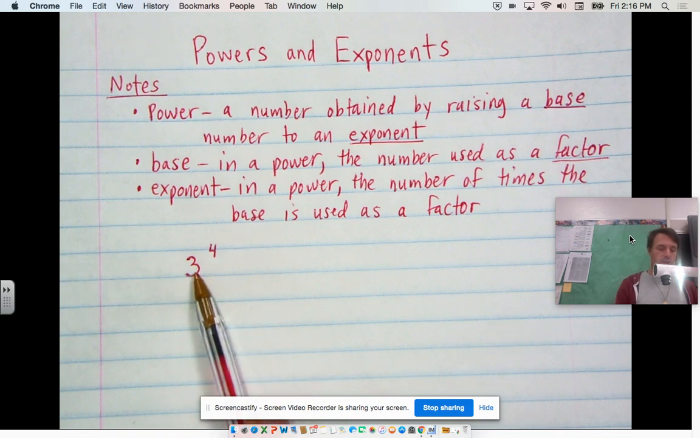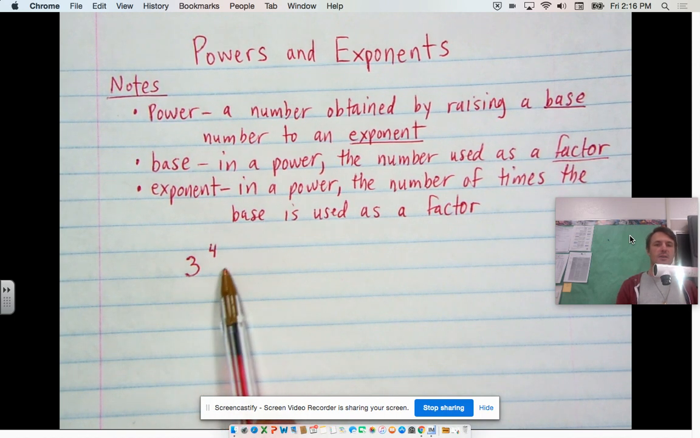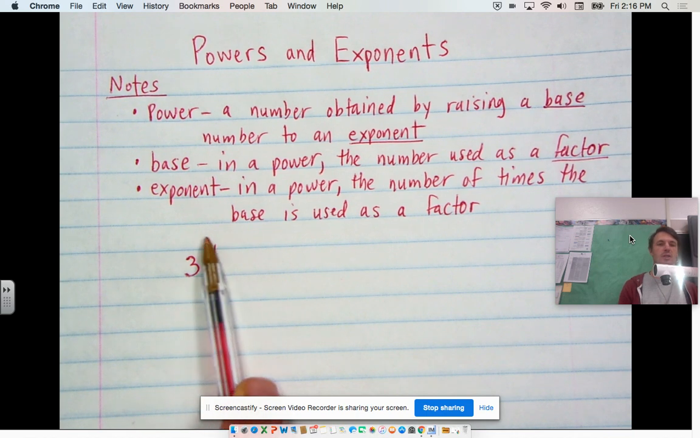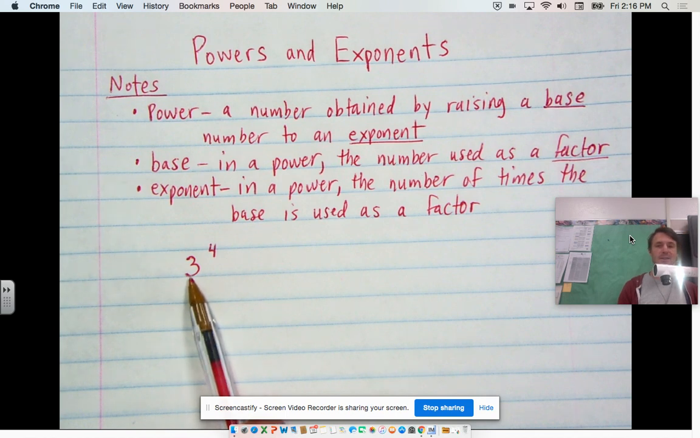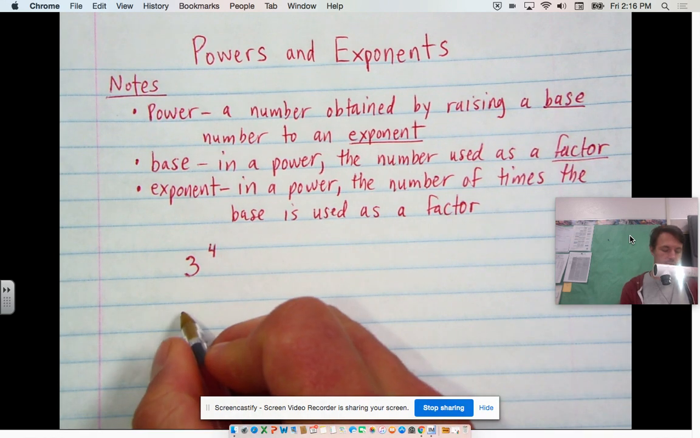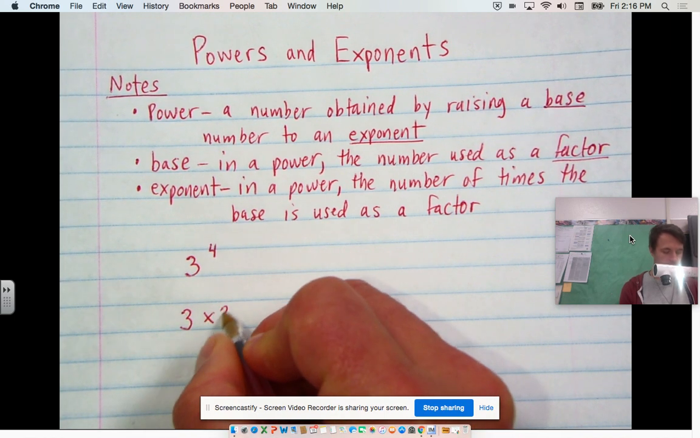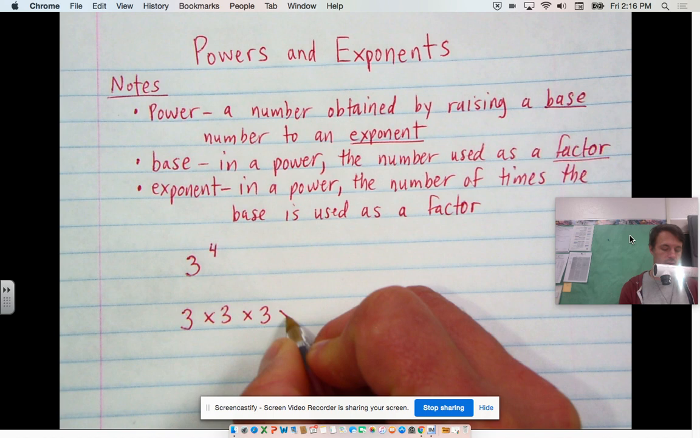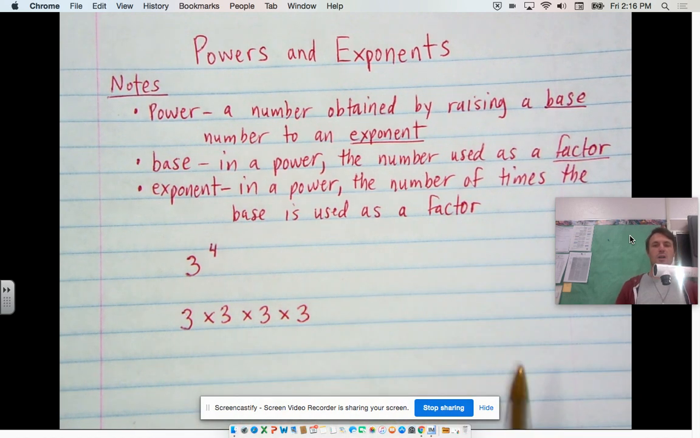So 3 to the fourth power, that's how we would say this power. Now, what do we actually do with a power? Here's what we do. We multiply the base by itself the number of times shown by the exponent. So what does 3 to the fourth power mean? It means 3 times 3 times 3 times 3. Students commonly get these wrong by saying that 3 to the fourth power means 3 times 4. That is not what it means. 3 to the fourth power means 3 multiplied by itself 4 times.